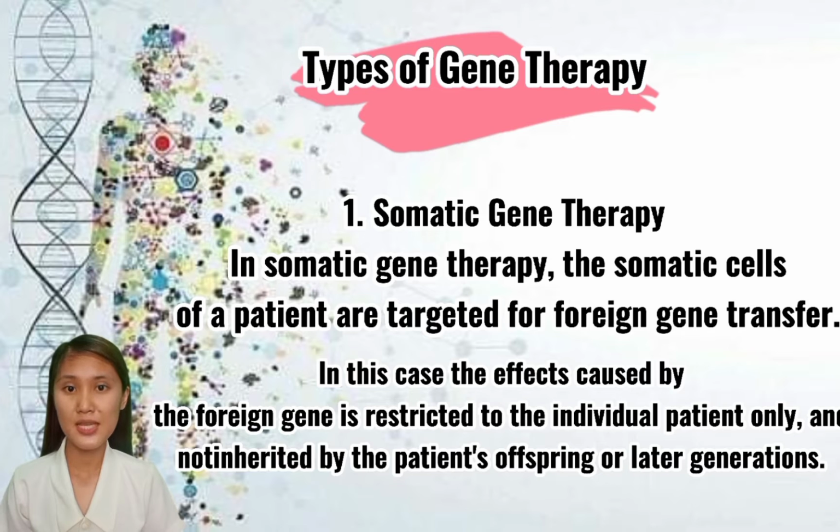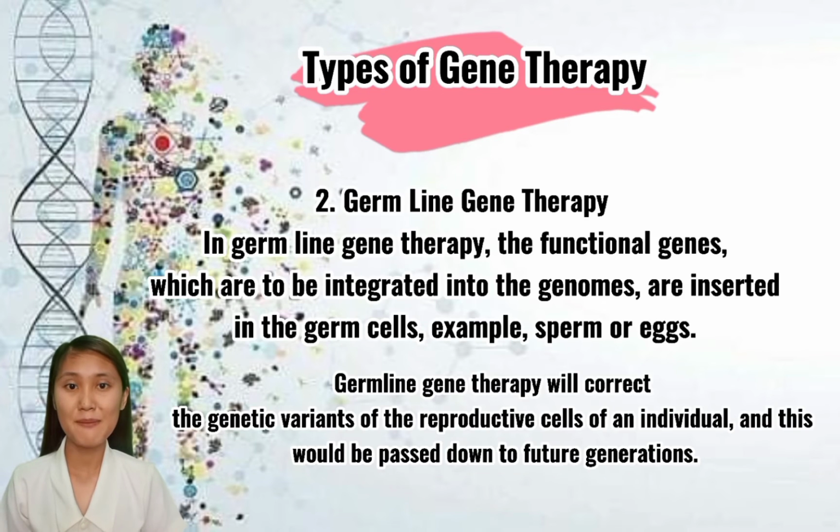It was initially conceived as introducing a properly functioning copy of a gene into a person who had a genetic disease as a result of inheriting only improperly functioning copies. Last is germline gene therapy. In germline gene therapy, the functional genes which are to be integrated into the genomes are inserted in the germ cells, for example, sperm or eggs. Targeting of germ cells makes the therapy heritable.